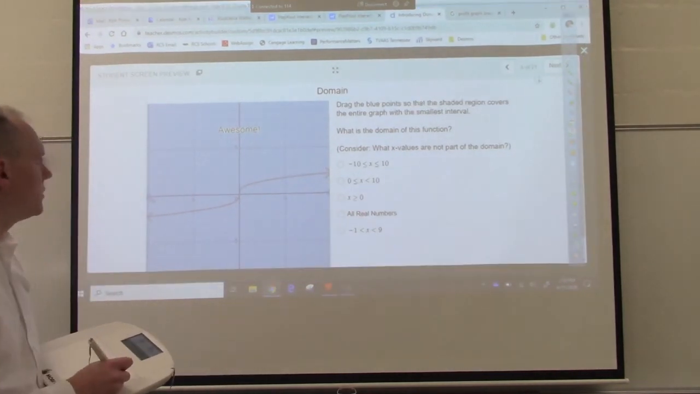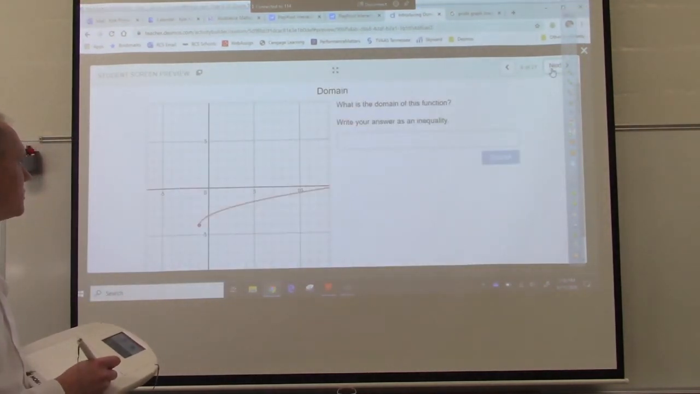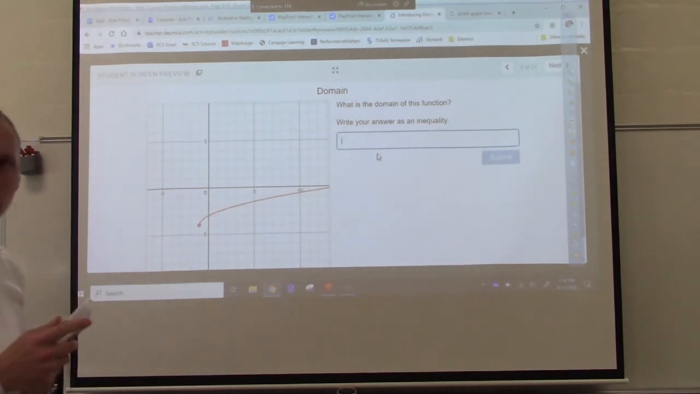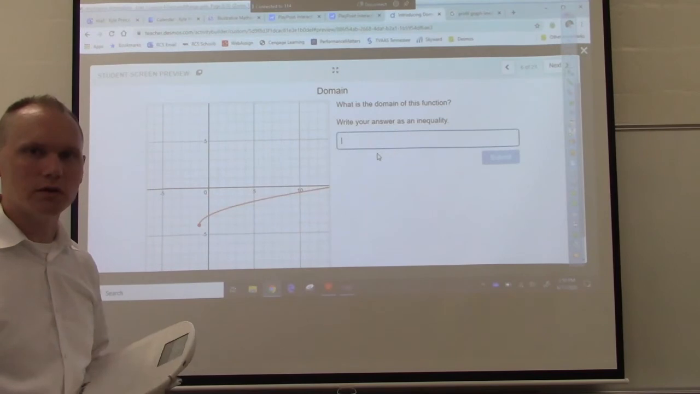All right, let's continue on here. Let's see if we can get one here that we have to type in. Okay, so this one, what is the domain of this function? So I'm going to pause for a second and see if you can do that.